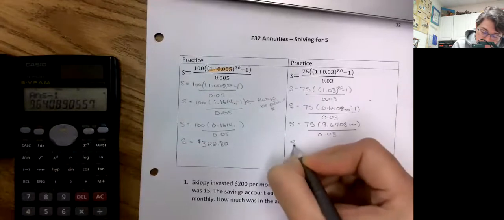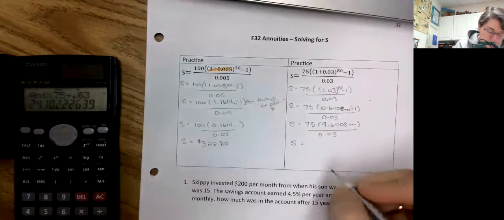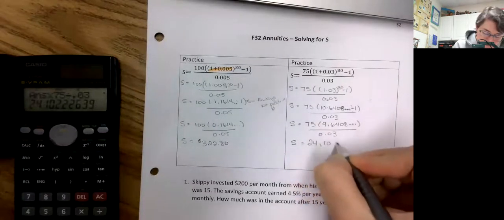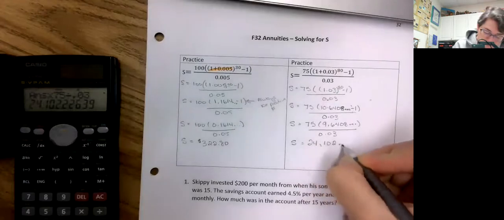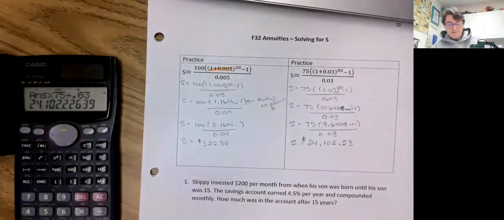Times 75, divided by 0.03. I think it's going to be a really big number. Yes, it is. 24,102.23. There we go. So that's how we do the math.